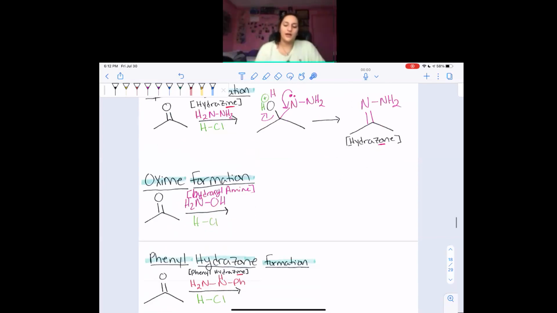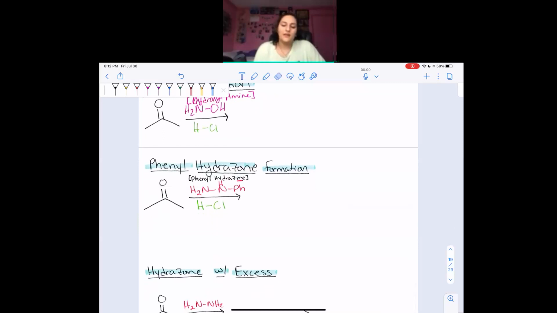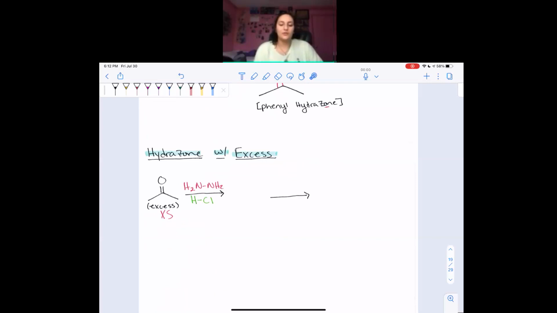So before we do the oxime, we're going to talk about the phenylhydrazine and the phenylhydrazone. The phenylhydrazine is exactly the same as a regular hydrazine. It just has a phenyl at the end. And the phenylhydrazone is the exact same as a regular hydrazone. It just has a little phenyl at the end. So if we have excess, that's where things are a little bit different. He can say excess or he can say XS. That means the same thing.